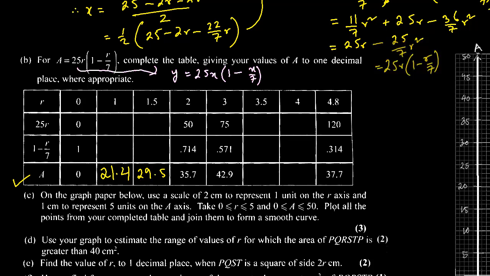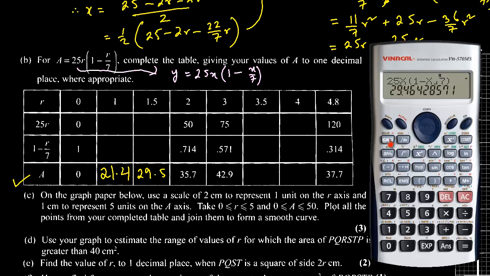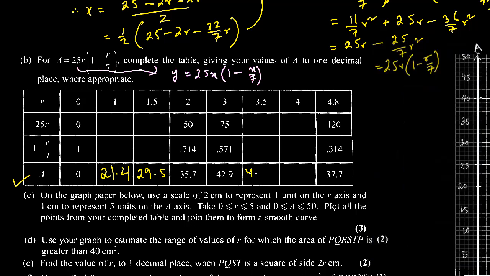29.5. Next we have 3.5. So let's press this calc button again. We have 3.5. This is 43.75 or 43.8. So this would be 43.8. Remember, we have to write this down in one decimal place. So it has to be 43.8.